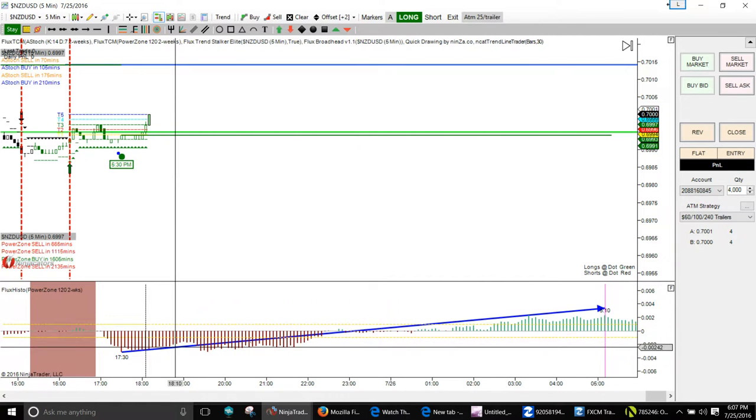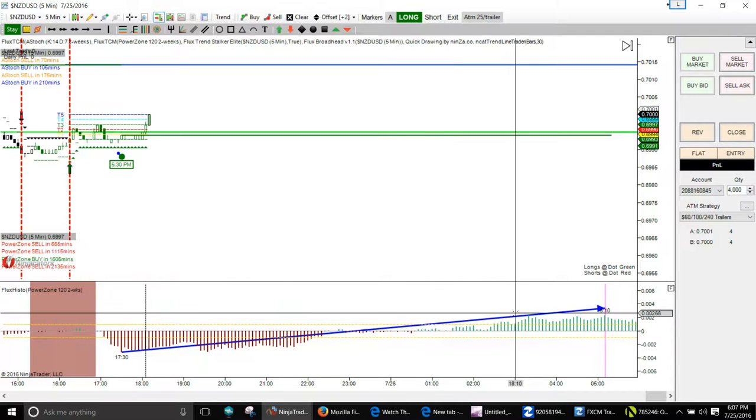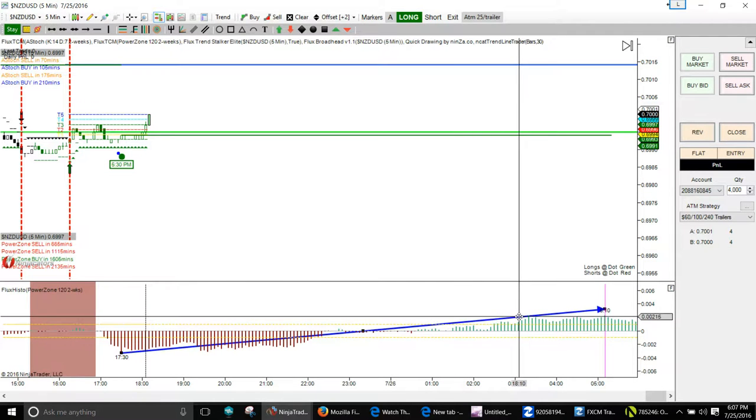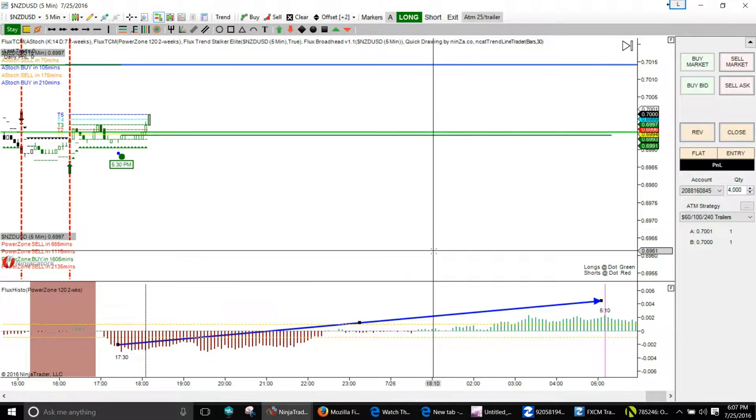Oh, this is plenty of time to make it to 5:10 a.m. before we have to exit the position. All right, so 17:30 to 5:10 a.m. in the morning, we can hold this trade, and we should be good to go.